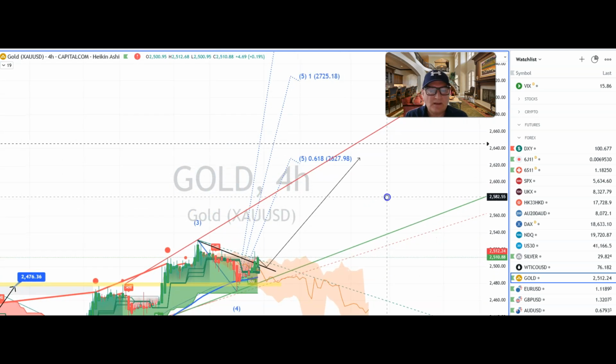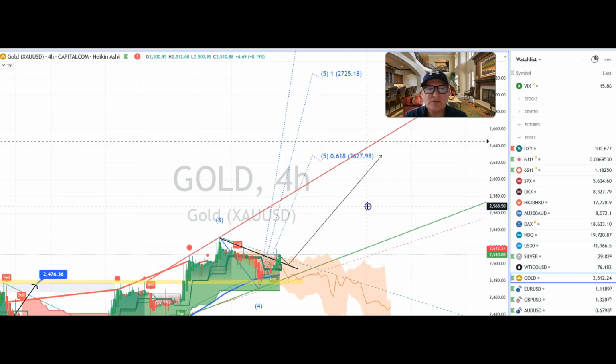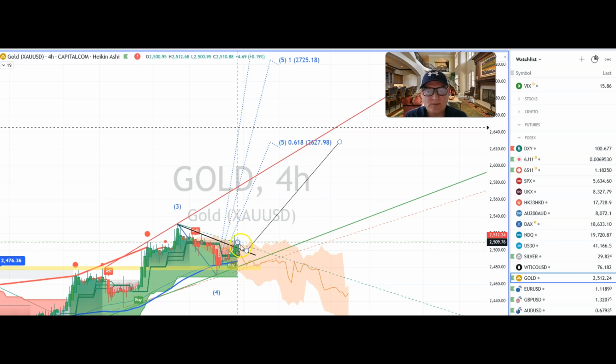So we do expect this not going to happen overnight. It's not going to happen straight away. It's not going to happen in a straight line, unfortunately. It is going to be to and fro. So I am expecting on Monday the price to come down to 2,500.